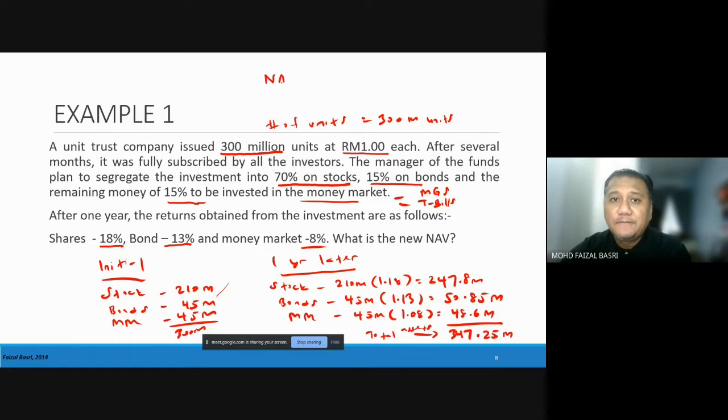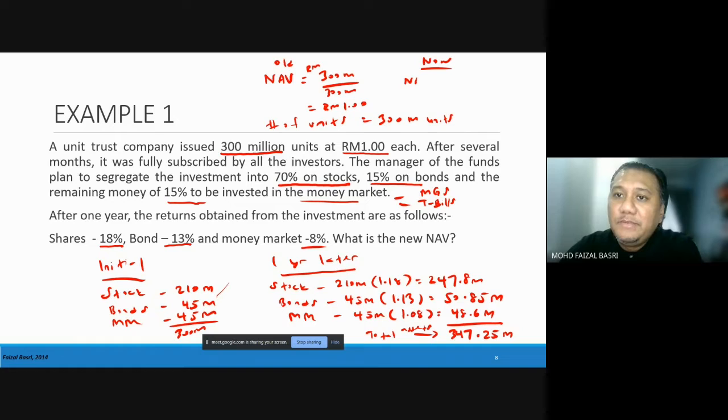So to find NAV, okay, kalau old NAV technically would be 300 million divided by 300 million units. Ni ringgit 300 million divided by 300 million units. So that's why we dapat the NAV of 1 ringgit. Initial, masa dia baru launch. Now, the NAV would be 347.25 million. And the units will remain the same. Dia tak ada pertambahan pun. Units dia still 300 juta je. Sebab dia jual initially RM1 satu kan. So we have 300 million units.